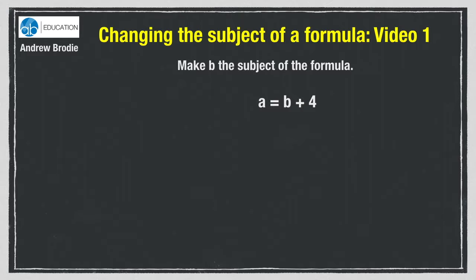So our first job is to get B over to the left-hand side of the equals sign. And the easiest way to do this is to simply swap sides. Instead of A equals B plus 4, it says B plus 4 equals A. It's exactly the same thing the other way round.